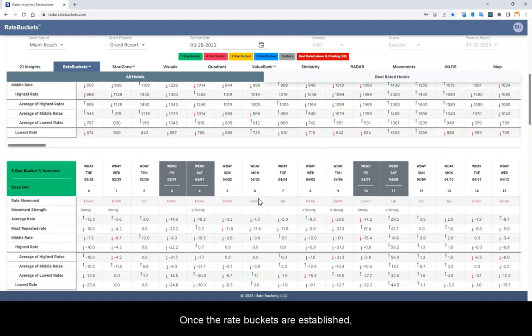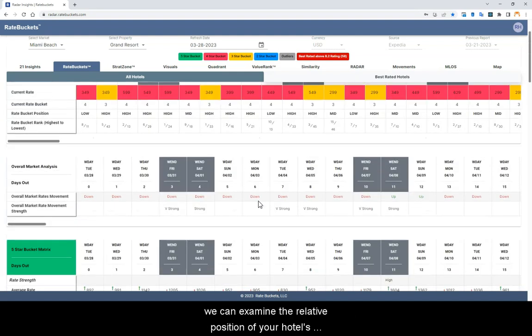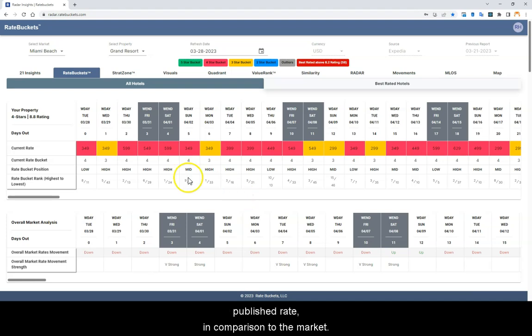Once the rate buckets are established, we can examine the relative position of your hotel's published rate in comparison to the market. The current rate row shows the lowest featured rate. To distinguish the rate cluster to which each rate belongs, a color code is applied. You can locate the corresponding bucket and its respective color on the header. These same color codes are consistently used throughout. These colors will soon become very familiar. As you can see, this hotel mostly prices in the 4-star bucket.